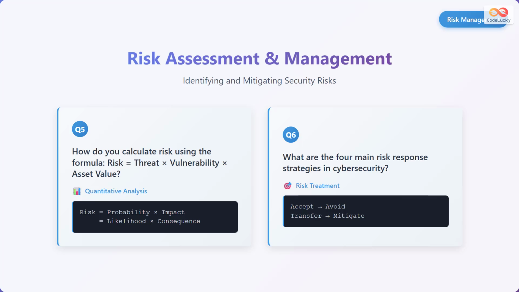Transfer shifts the risk to another party, commonly through insurance or outsourcing arrangements where the third party assumes responsibility. Mitigate reduces the likelihood or impact of the risk through implementing controls, safeguards, or countermeasures. Organizations typically use a combination of these strategies to create comprehensive risk management programs that balance security needs with operational requirements and budget constraints.